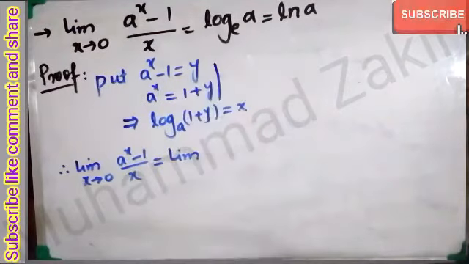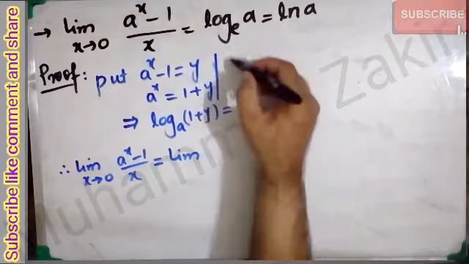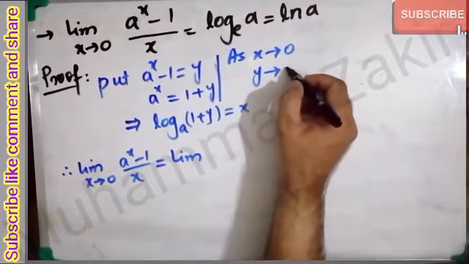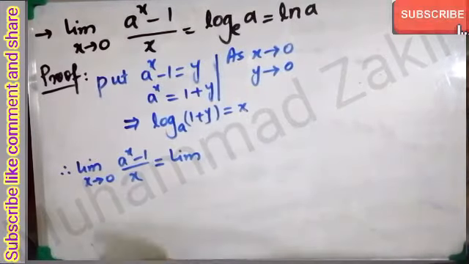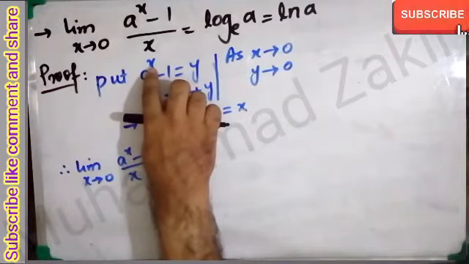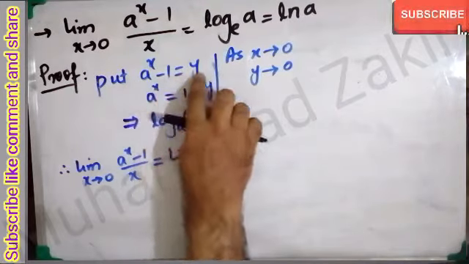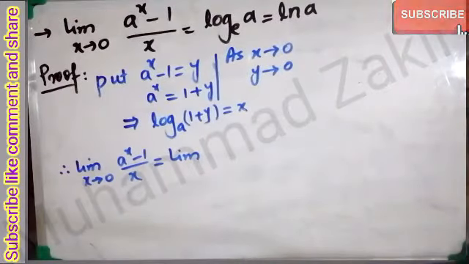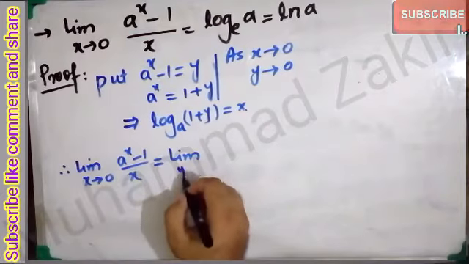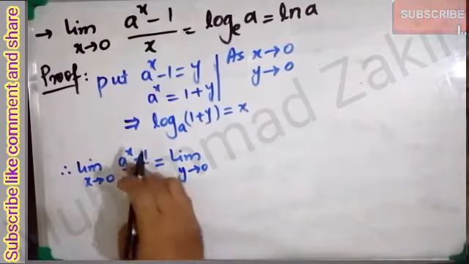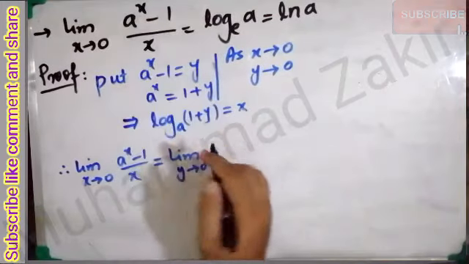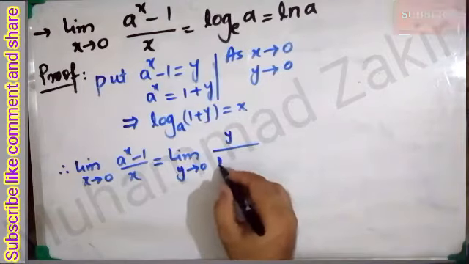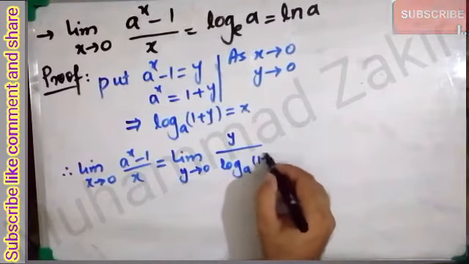So we can write this fact here, that as x approaches 0, y approaches 0. X approaches 0, it becomes a power 0. A power 0 is 1. 1 minus 1 will be 0. Y becomes 0. As x becomes 0, y also becomes 0. So in place of x approaches 0, we write y approaches 0. a^x minus 1 is replaced by y, divided by x, which is replaced by log to the base a of 1 plus y.